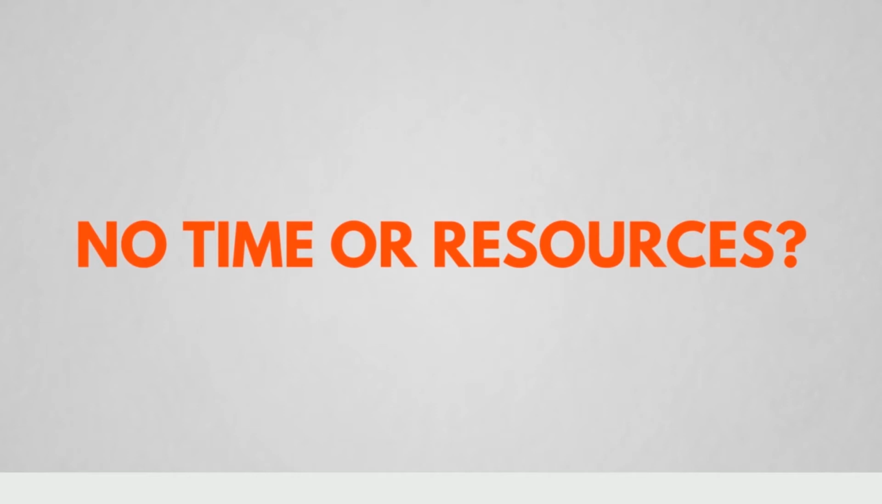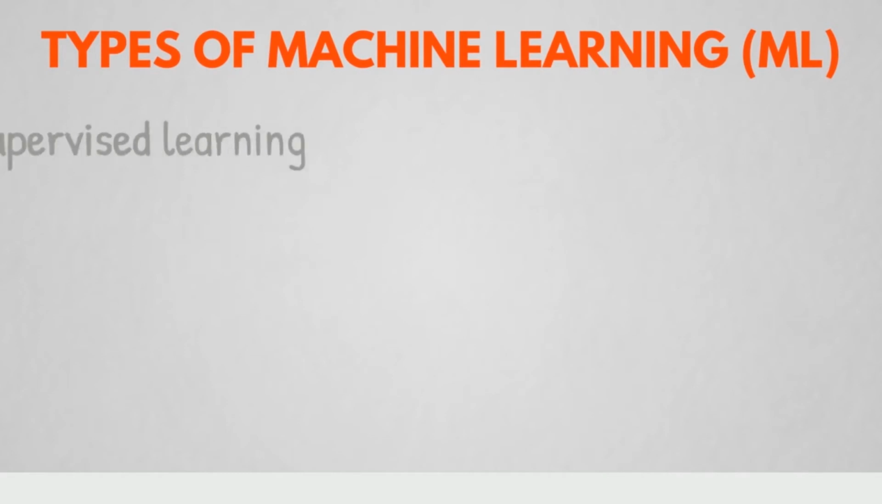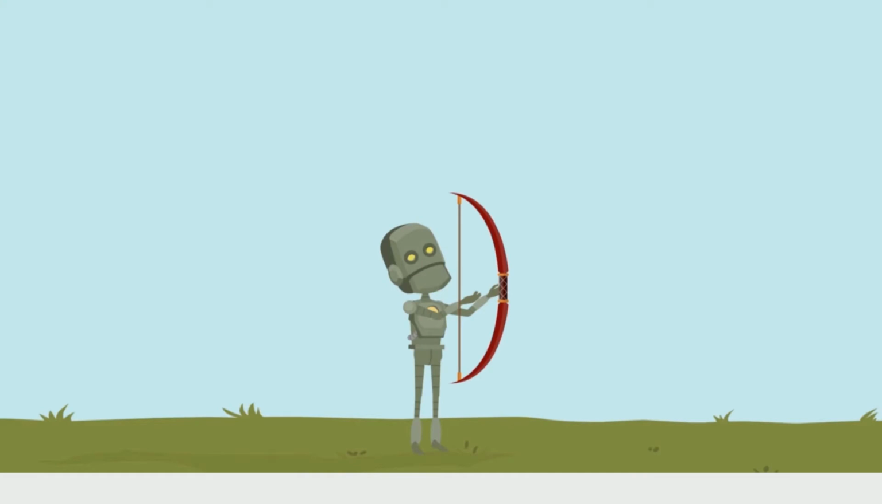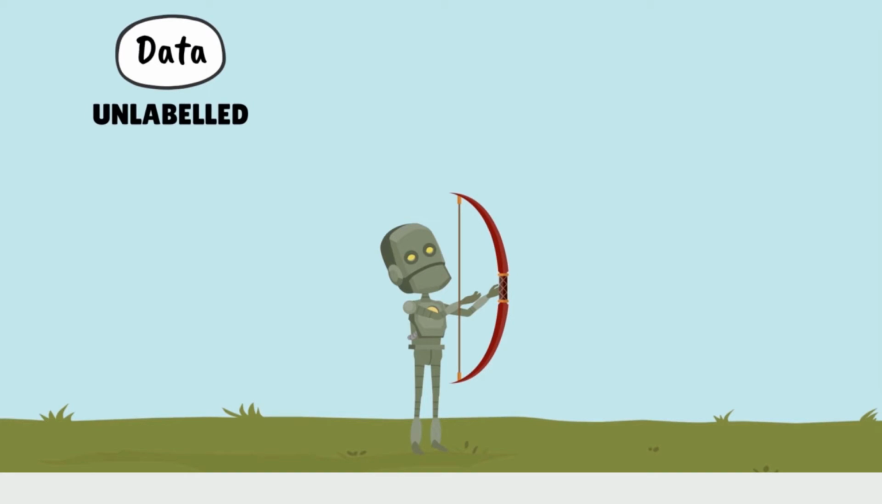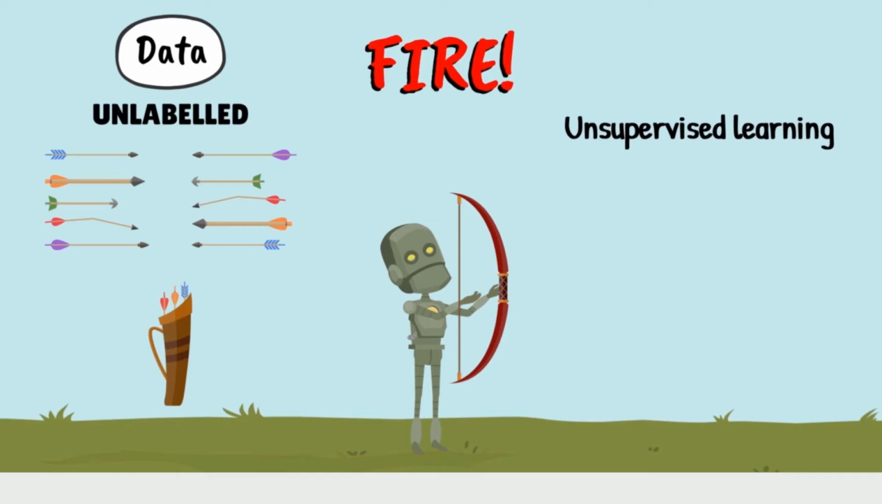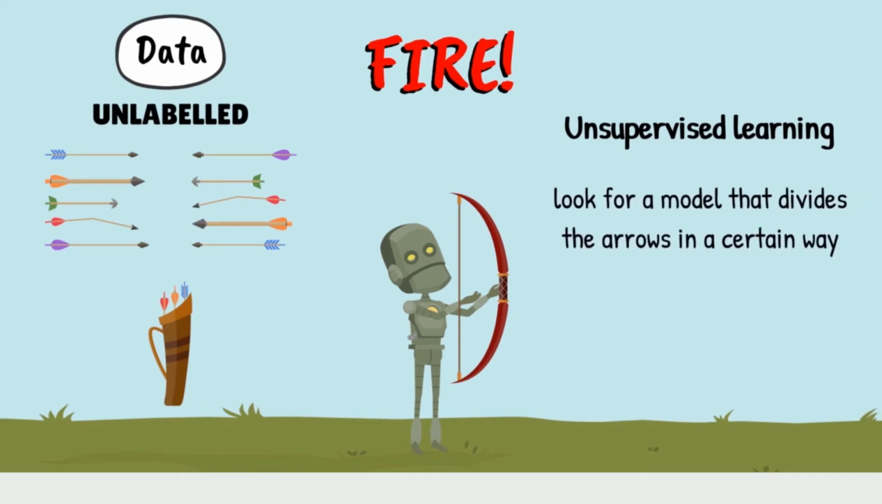Great. In practice, though, it might happen that you won't have the time or the resources to associate the arrows with targets before giving them to the robot. In that case, you could apply the other major type of ML, unsupervised learning. Here, you will just give your robot a bag of arrows with unknown physical properties, unlabeled data. This means neither you nor the robot will have separated the arrows into groups. Then, you'd ask the machine to simply fire in a direction without providing it with targets. Therefore, in this case, you won't be looking for a model that helps you shoot better. Rather, you'll be looking for one which divides the arrows in a certain way.